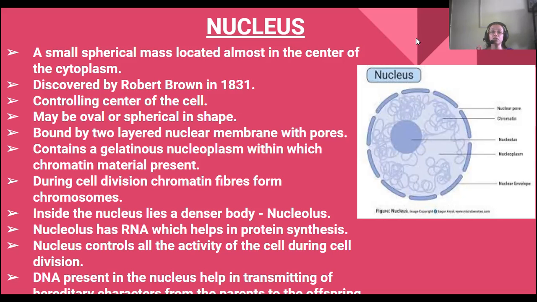Now, it is the controlling center of the cell. So what is known as the controlling center of the cell? It's the nucleus. It may be oval or spherical in shape. So the shape of the nucleus may be oval or spherical. And now the structure of the nucleus.